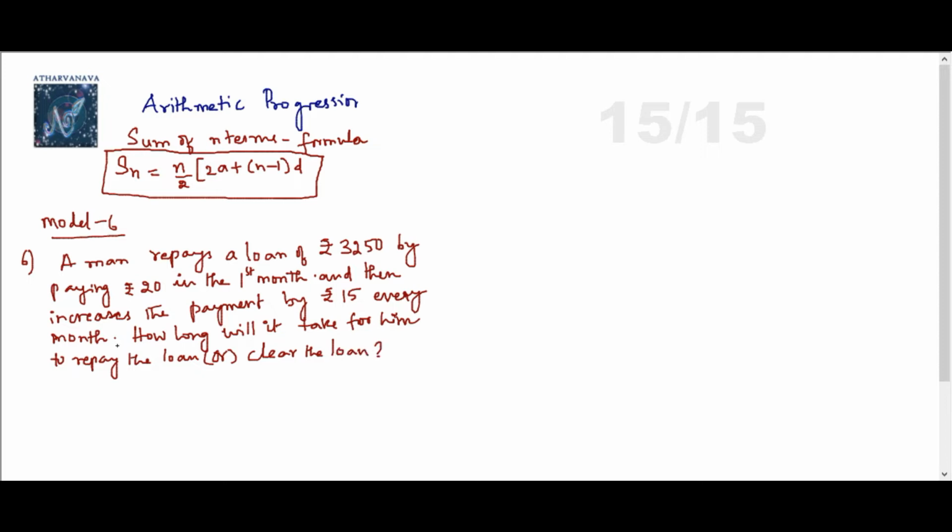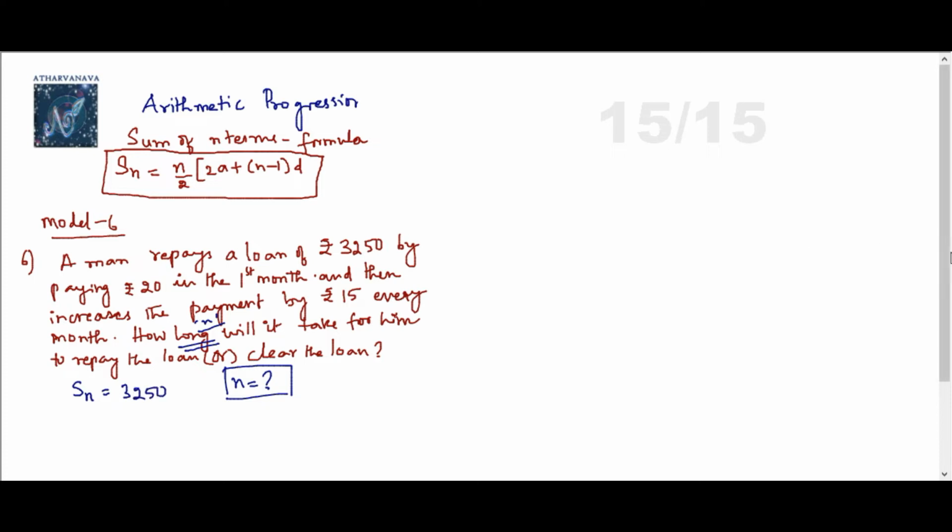This is the question. So can you analyze this data here? Just go along with me. A man repays a loan of... so loan is like a sum, isn't it? So sum is given, Sn is given. We don't know the time. That's what "how long" stands for, the time n. So we don't know n. N is the question mark. That's what you have to find. So Sn is 3250.